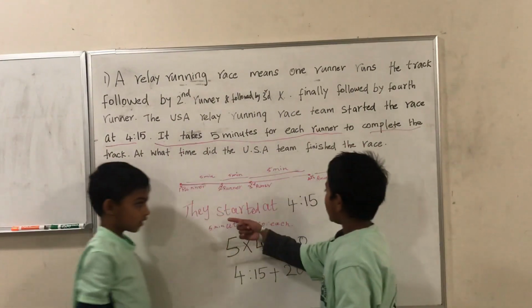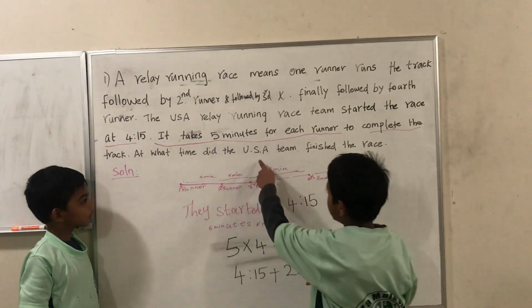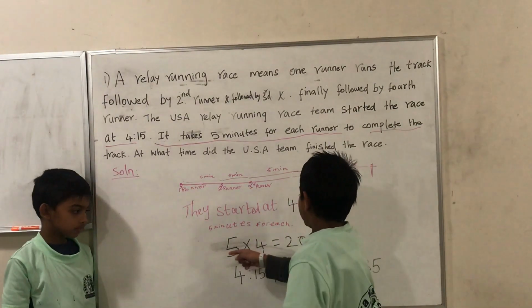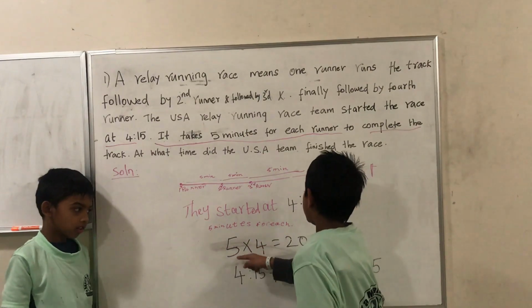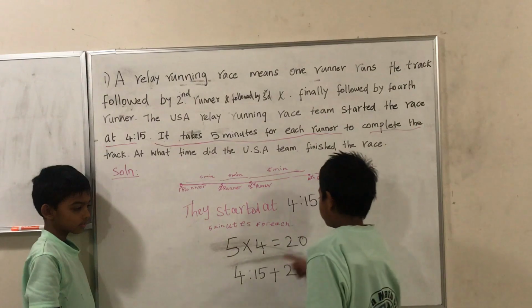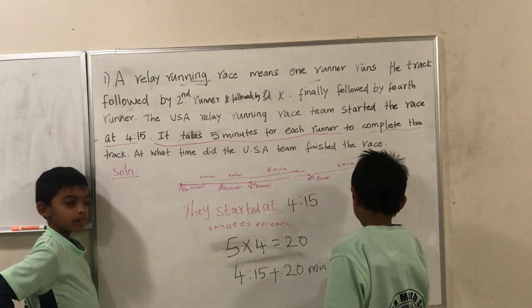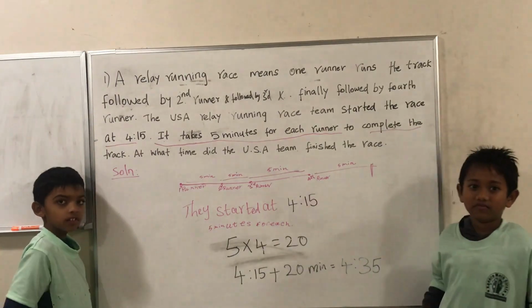So if they start at 4:15 and it takes each runner 5 minutes, and 5 minutes for 4 runners, then it's 20 minutes. So 4:15 plus 20 minutes is equal to 4:35.